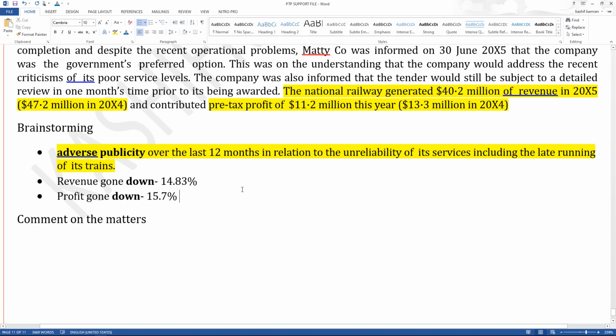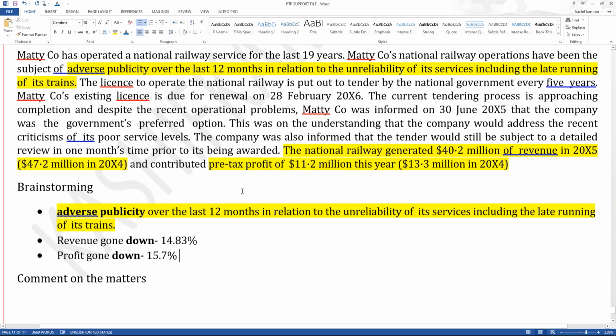Okay, let's go back. Revenue is down by 17.4. Which percentage is right? 14.83 or 17.4? One student is saying the revenue gone down is 17.4. It's 14.83. Okay, that's the majority of the answer. Perfectly fine. Thank you.